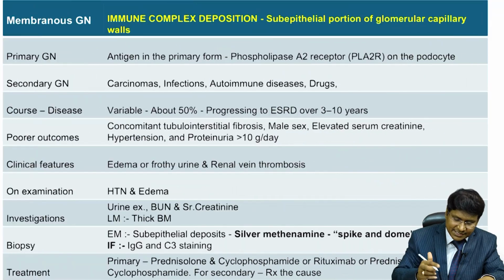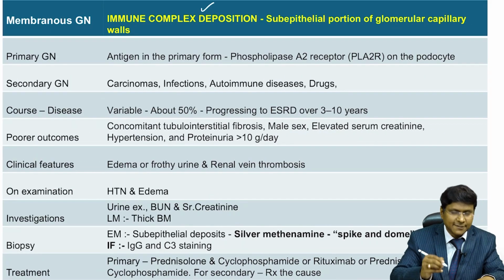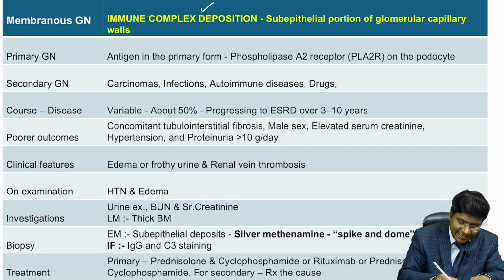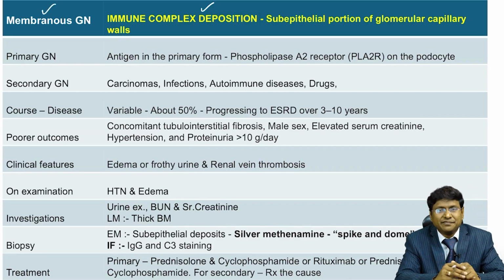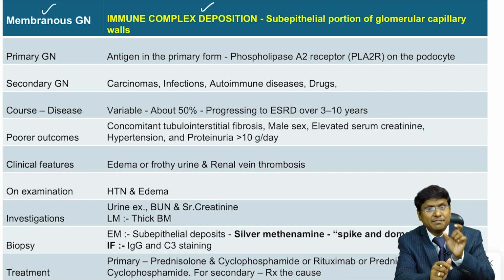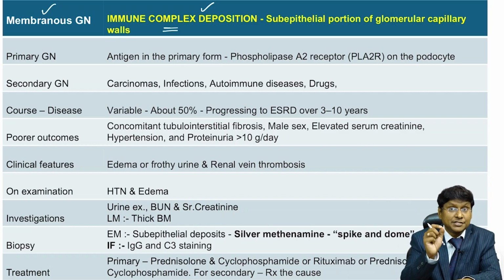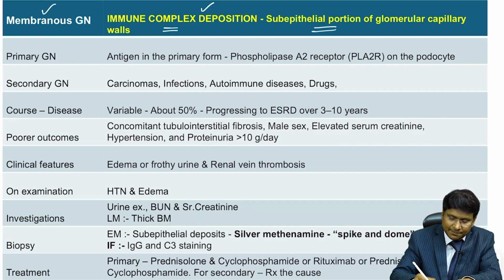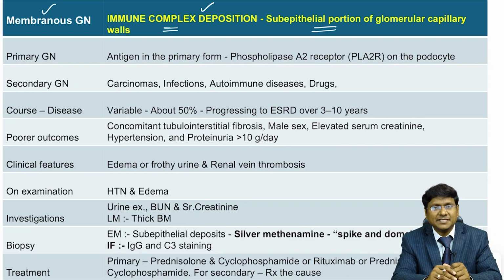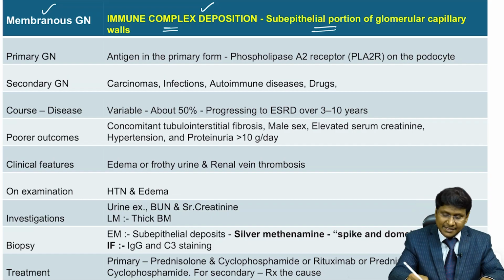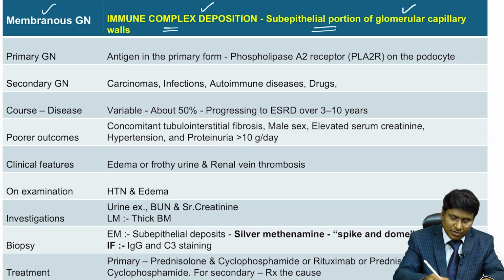Next is, what is the most common cause for nephrotic syndrome in elderly individuals? So in elderly individuals it is membranous glomerulonephritis, and please remember this membranous glomerulonephritis, the problem is there will be accumulation of immune complexes in the subepithelial portion, right? In the subepithelial portion of the glomerulus there will be immune complexes, right? And subepithelial portion of the glomerular capillary.